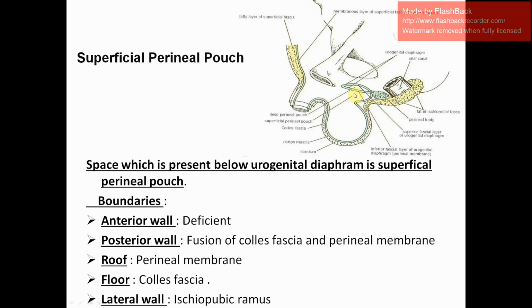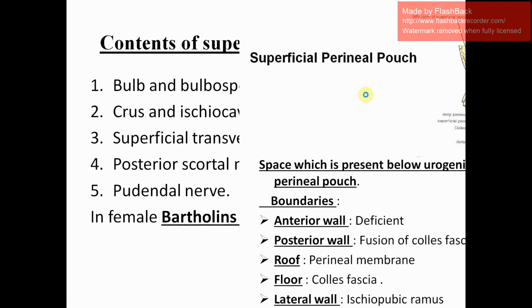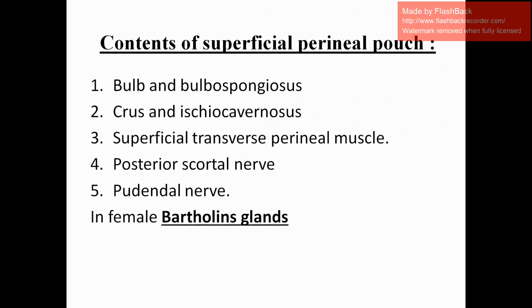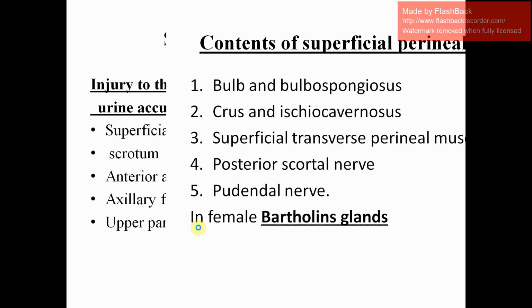Then the lateral wall is formed by the ischiopubic rami. The contents of the superficial perineal pouch are the bulb and bulbospongiosus, crus and cavernosus, superficial transverse perineal ligament, posterior scrotal nerve, pudendal nerve, and in female, Bartholin glands.